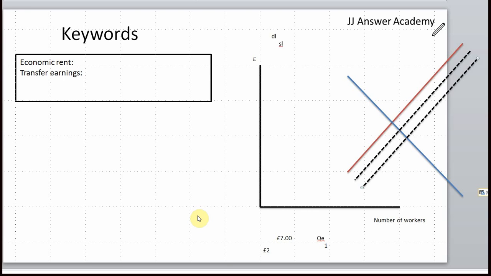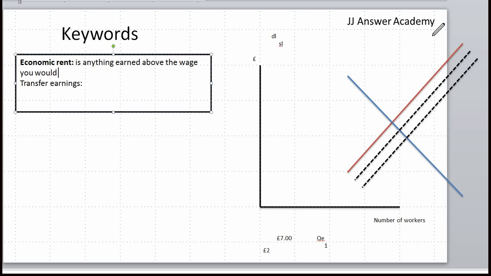In this video, we are going to learn about economic rent and transfer earnings in labor markets. So, economic rent is anything earned above the wage you would receive otherwise for your skill.